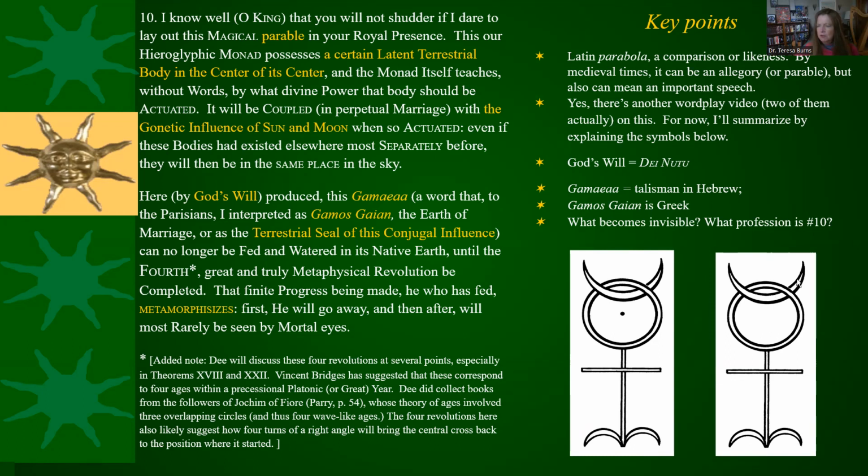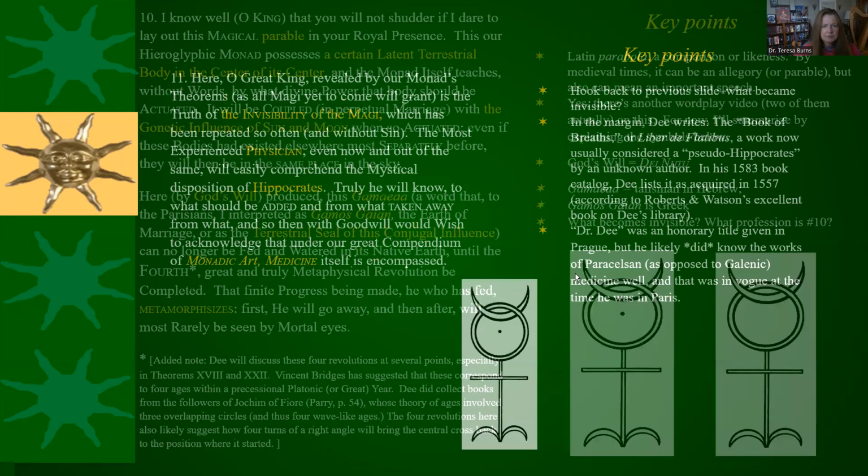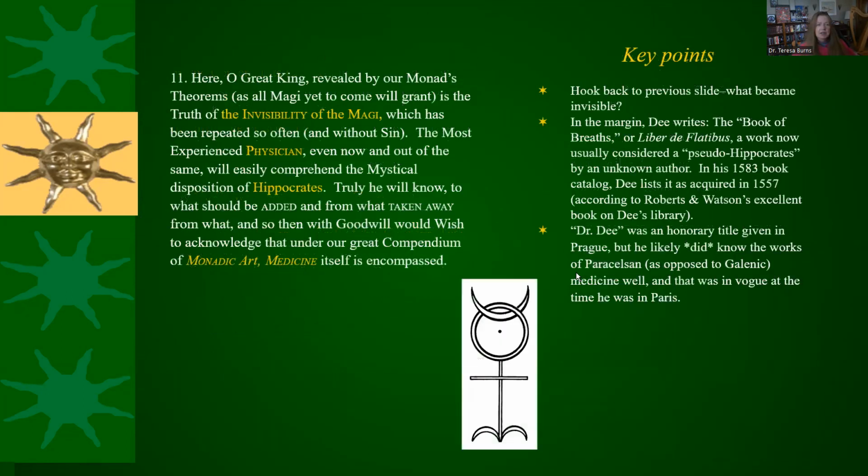He will at this point give you this picture of his glyph and the center point where the first light of creation came in at Fiat Lux is now hiding. He's going to continue on and tell you here, this point becoming invisible is what he's talking about. Hear, O great king, revealed by our monad's theorems, as all magi yet to come will grant, is the truth of the invisibility of the magi, which has been repeated so often and without sin. That is, there are magi among us, but you don't see them.